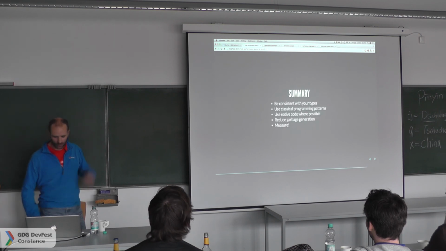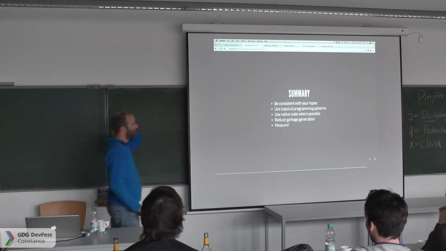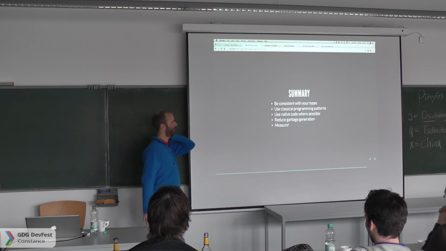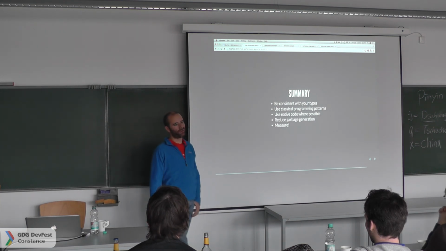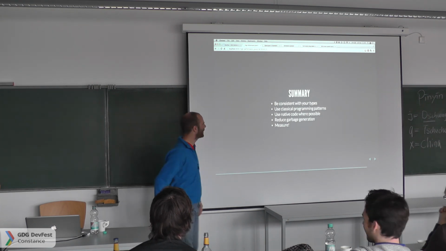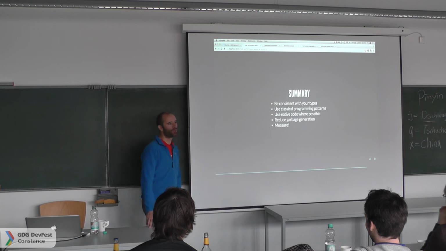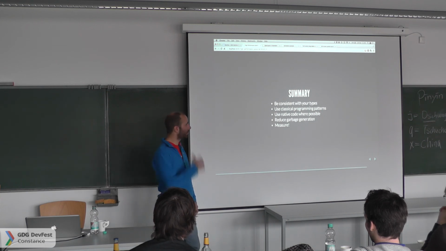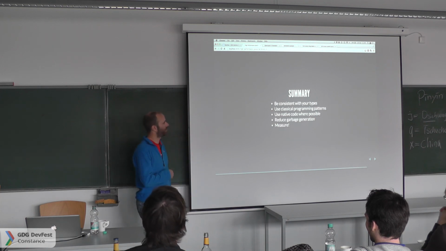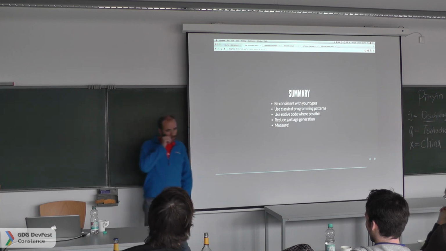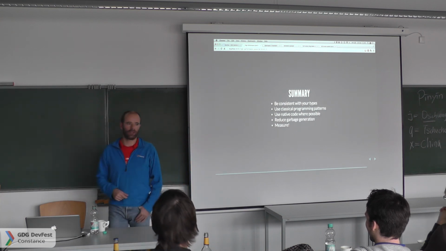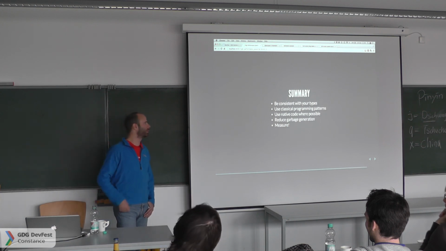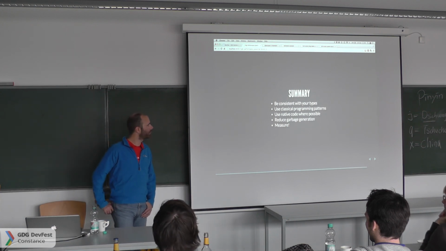So, a summary on how to write fast JavaScript. Be consistent with your types is the first one. Use classical programming patterns. I know JavaScript's funky, but classical style inheritance will make your code quicker. Use native code where possible, and that could be either calling native JavaScript functions or using external libraries like WebGL, Canvas, and so on. Reduce garbage collection through the techniques we talked about, and of course, finally, you need to measure it. Use the tools available in Chrome DevTools.